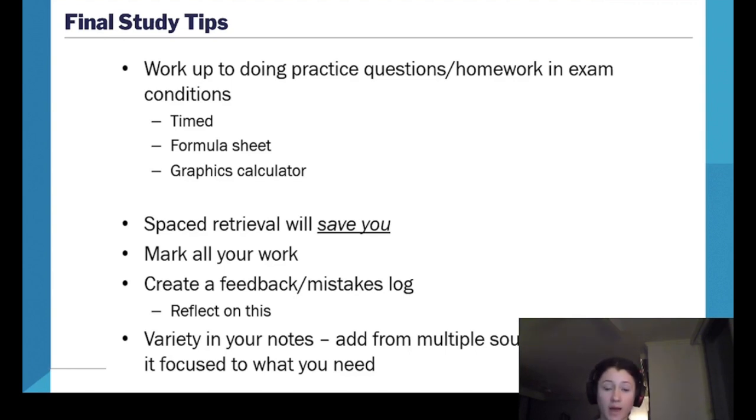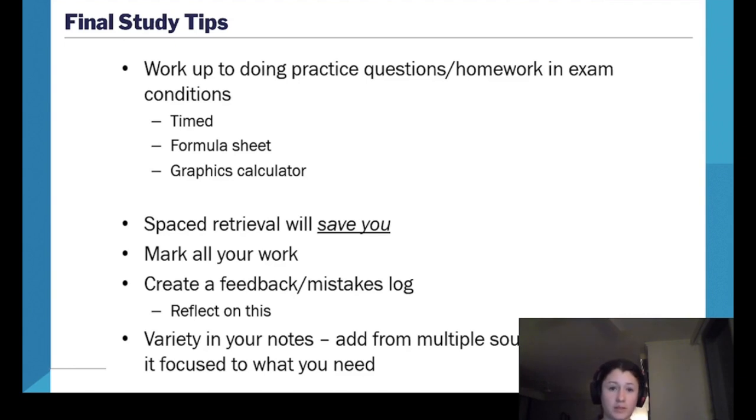Get some variety in your notes. You can use things from multiple sources, but try to keep it focused. Don't have all of this miscellaneous stuff. So you can use your textbook, online sources, YouTube videos, this lecture, anything that you'd like. But try to make sure you have a decent understanding of the content too.